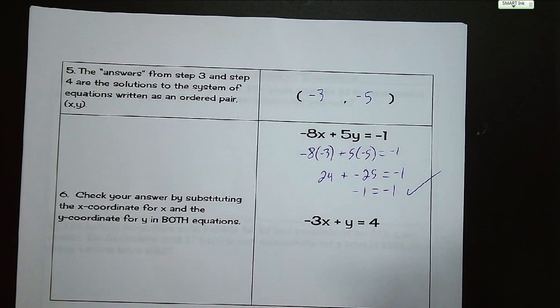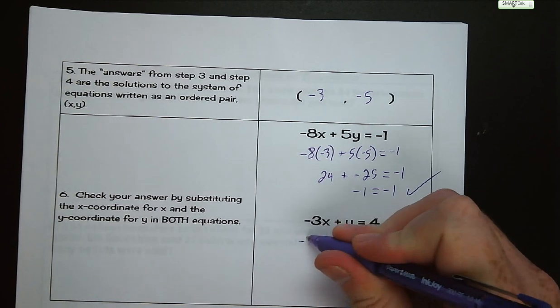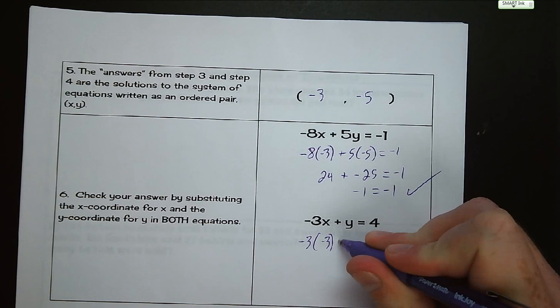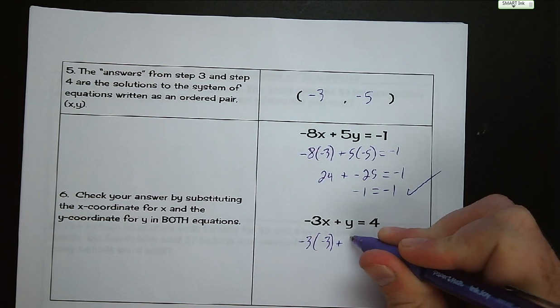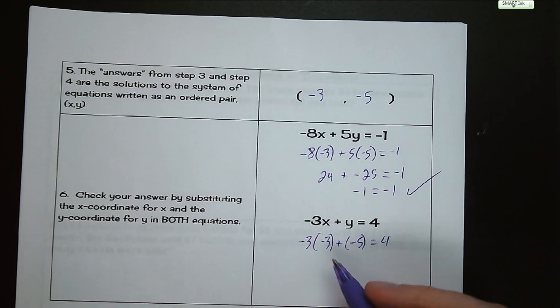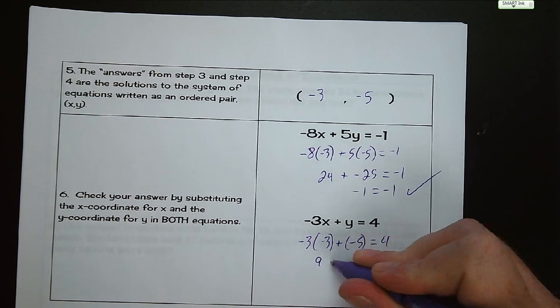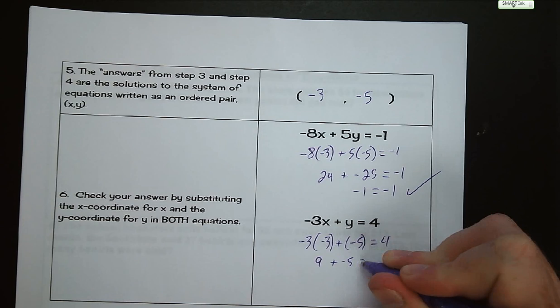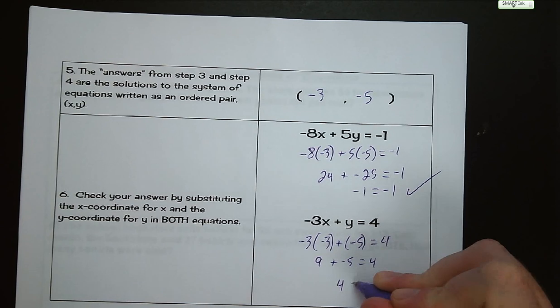Check. Negative 3 times negative 3 plus negative 5 equals 4. So negative times negative is positive 9 plus negative 5 equals 4. 4 equals 4.